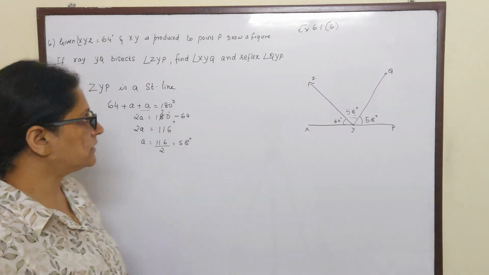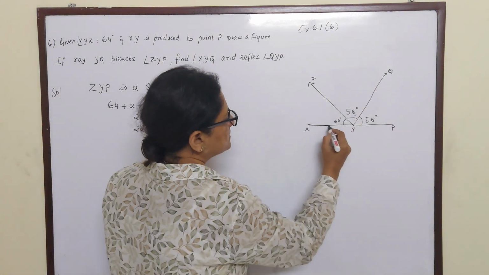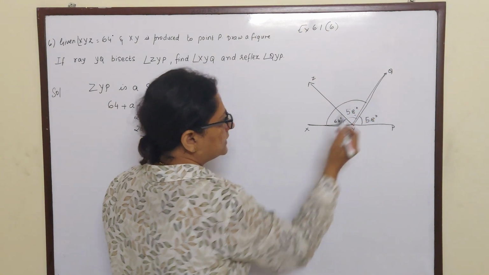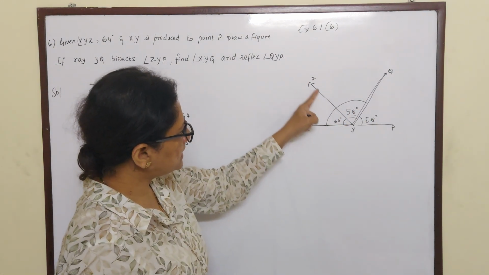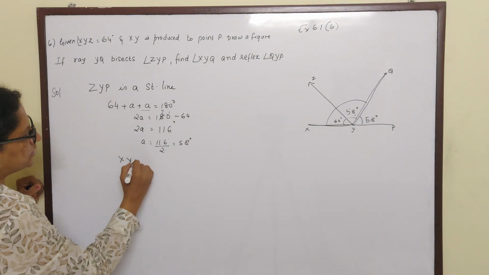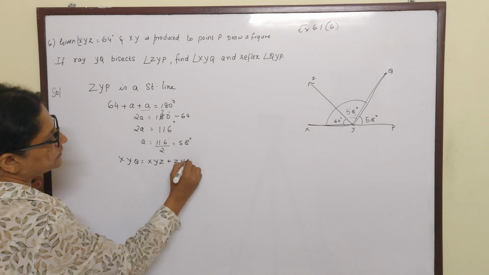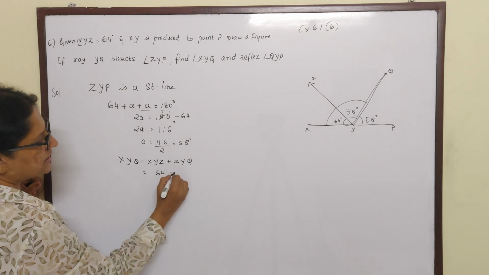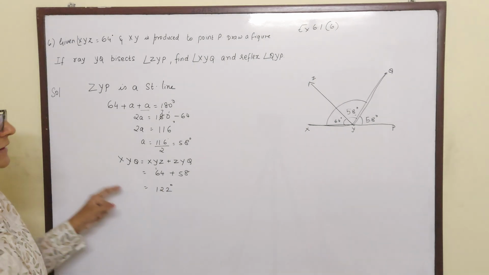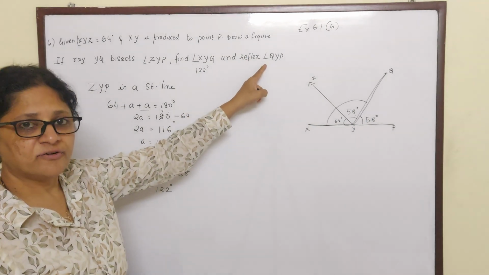So we have finished till here. Now they are asking find XYQ. So what is XYQ? XYQ is from here to here, that is XYZ plus ZYQ. So we can say XYQ is equal to XYZ plus ZYQ, that is 64 plus 58 degree. So this will work out to 122 degree. So this is 122. And reflex of QYP.